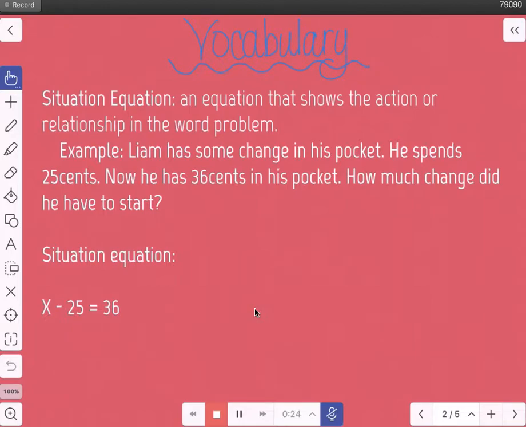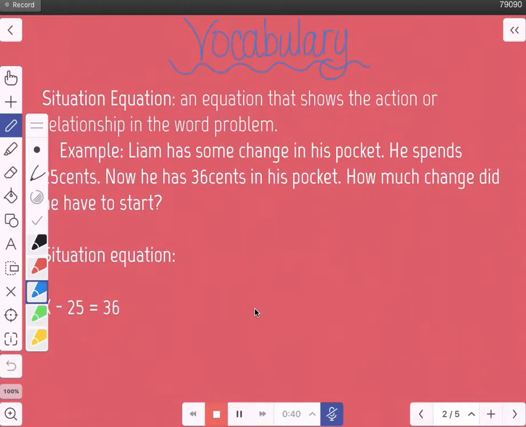So as an example, we might have Liam has some change in his pocket. He spends 25 cents and now he has 36 cents in his pocket. So how much did he have to start with? When I think about the action in that problem, I have that he has some change and then he spends it. So when I think about that action of spending, I think, well, I started with some money and now I have less money. So less money means I'm going to be subtracting.